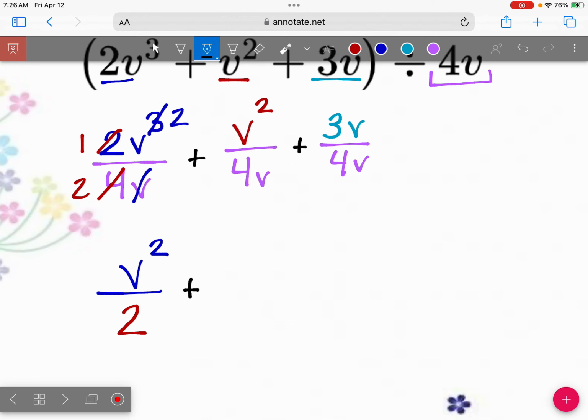Then we're going to look at our next one. If we have v squared over 4v, what's going to happen? Yeah. So I've got a v on the top and a v on the bottom. So one of my v's is going to cancel out. So we're going to wind up with v over 4.